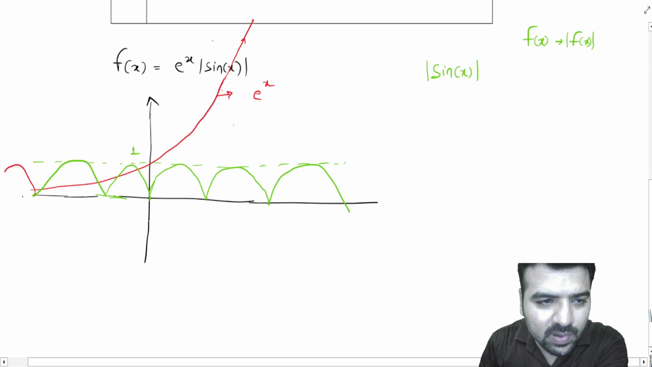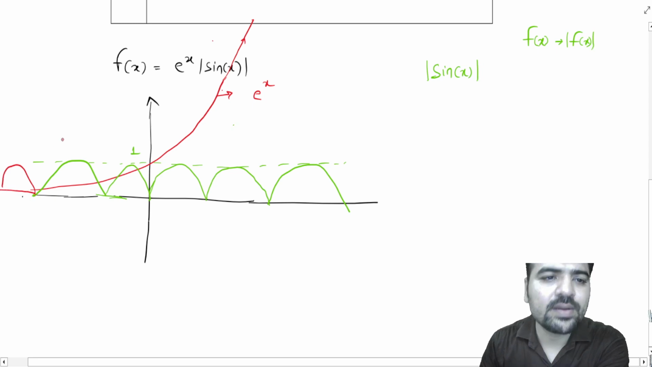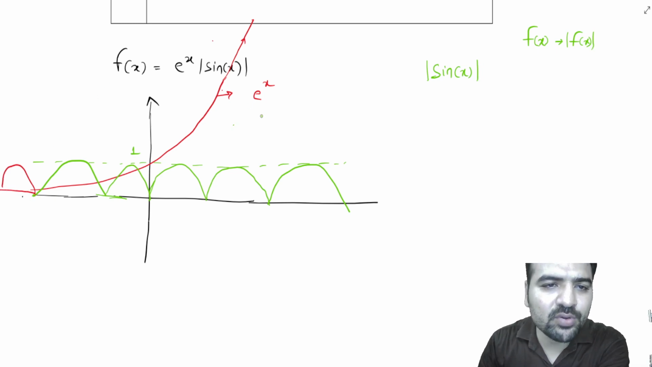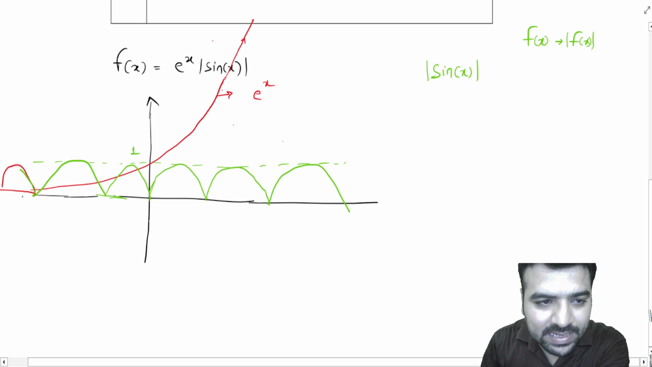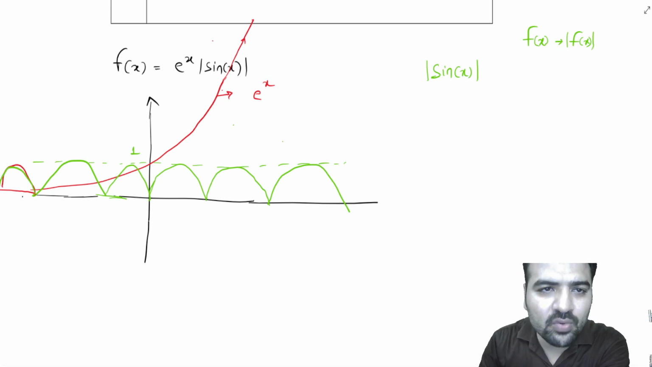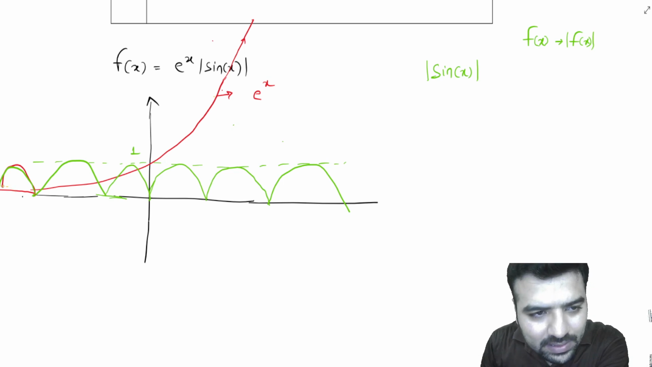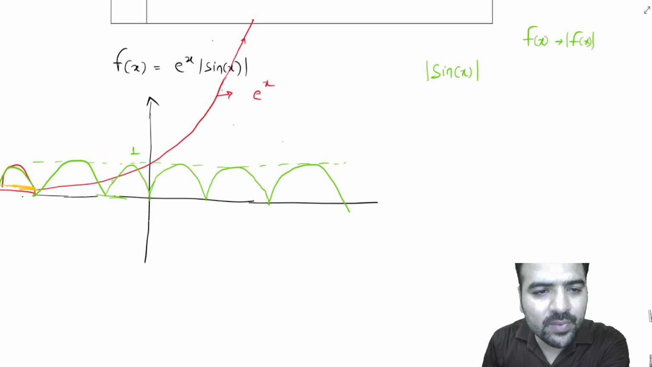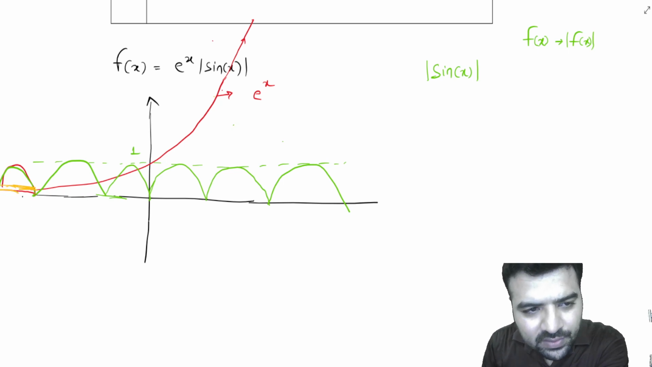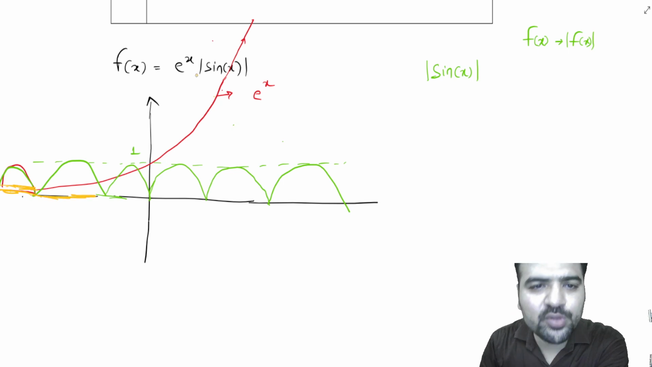Now, if you want to plot e to the power x mod sine x, then you can see how this graph will look. In this portion where it is 0, e to the power x is almost 0, and whatever you multiply by 0, you will get 0. So e to the power x into mod sine x will be mostly 0 here.